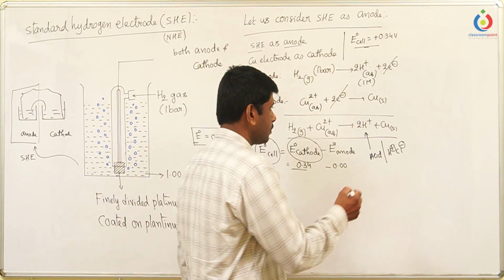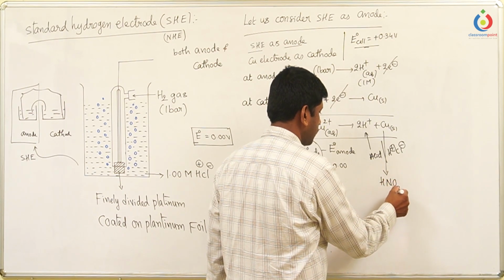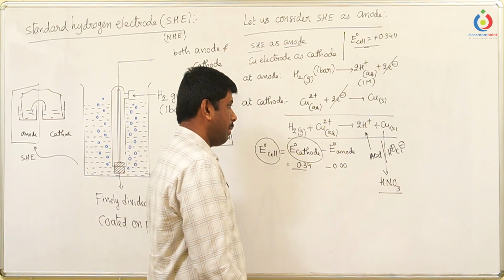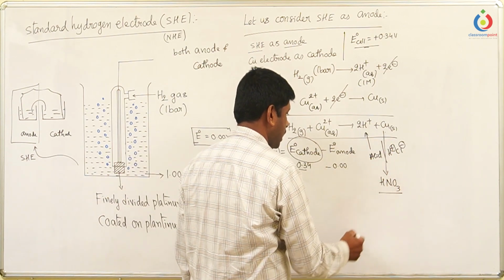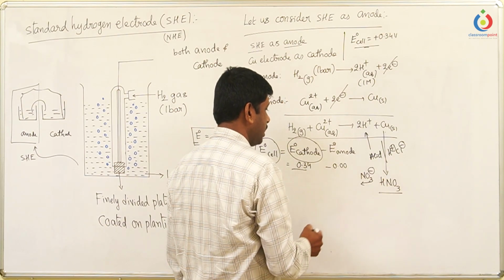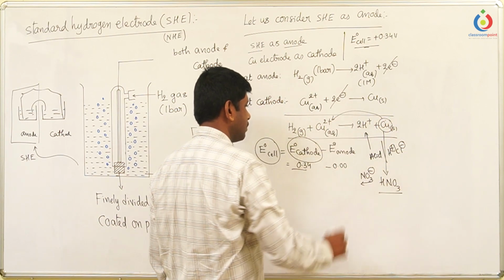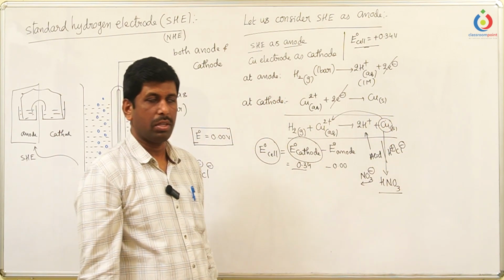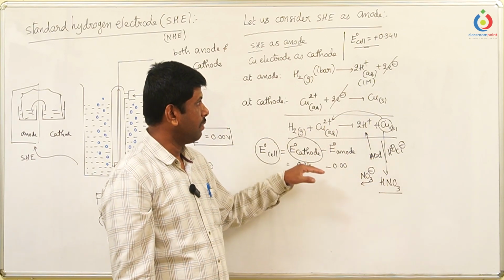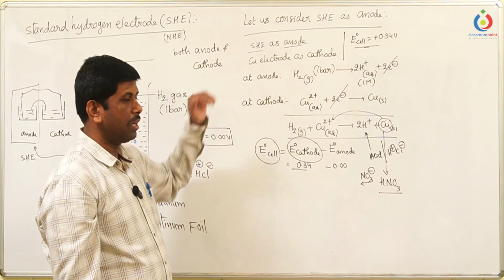That is, copper reacts with nitric acid. And in this case, hydrogen gas is not released. But still copper reacts with nitric acid. The reason is that here the nitrate ion, NO3 minus, can oxidize the copper into Cu2 plus. Other acids cannot oxidize the copper into Cu2 plus. So this is the information we can gather when the standard hydrogen electrode is connected to the copper electrode.